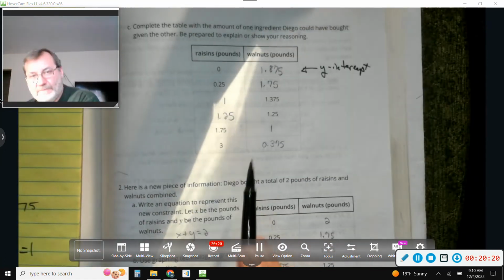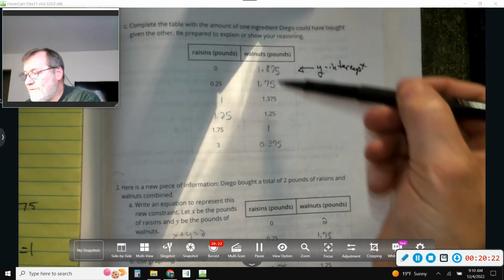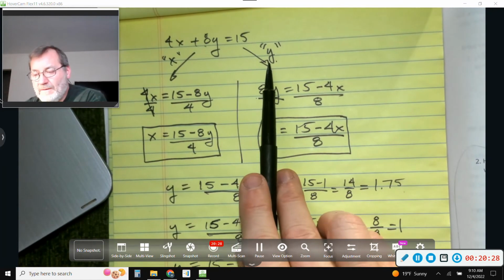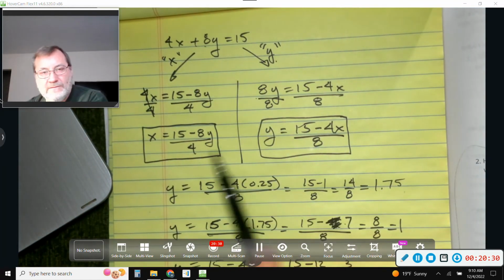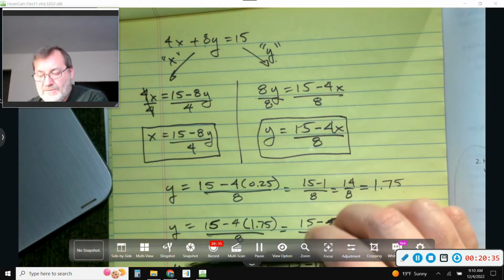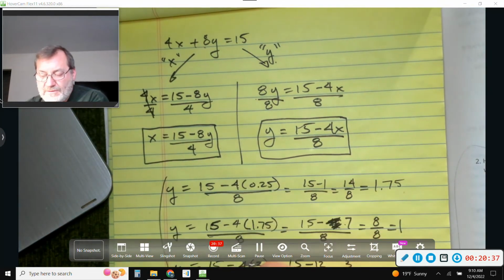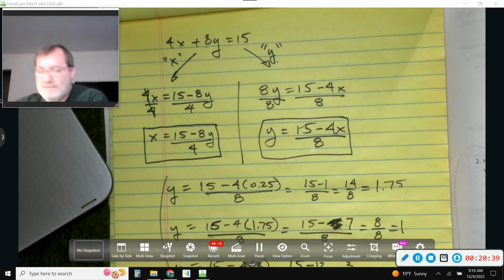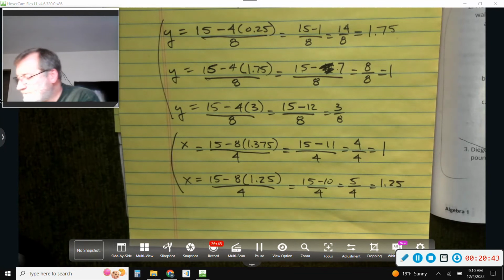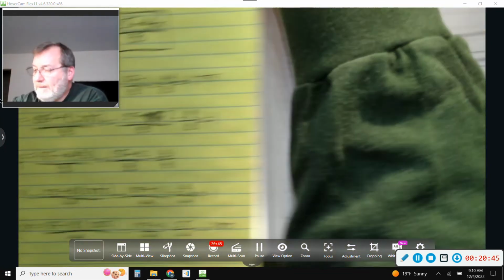Okay, so we've been able to fill this whole thing out by taking our root equation up here, solving for x and y, getting two different distinct equations, and then substituting them to solve for the walnuts first, and then solve for the raisins next. Right? So there's all your work. Right? Now, it continues on.